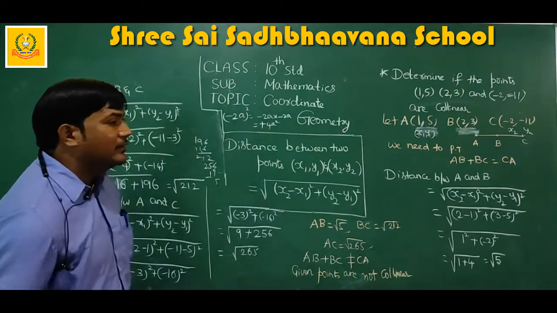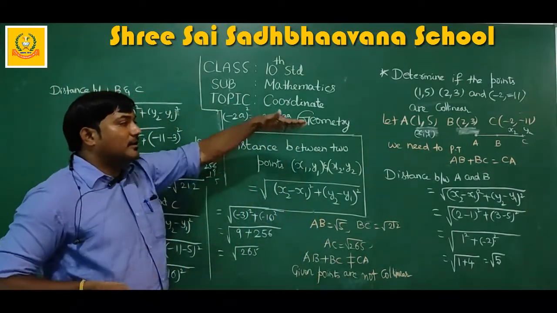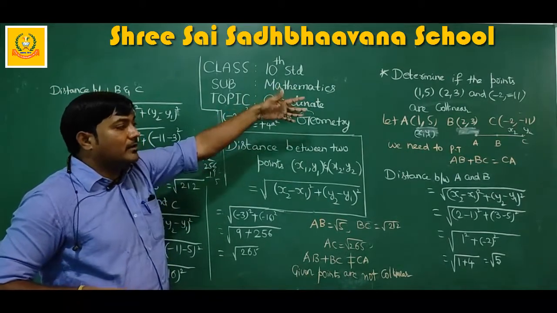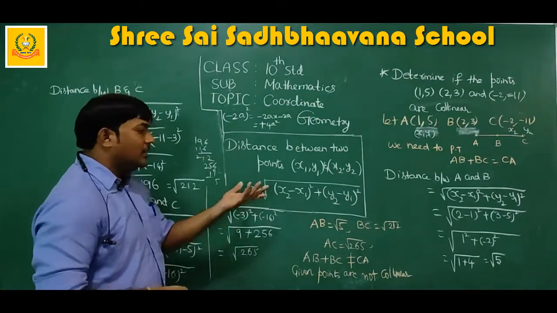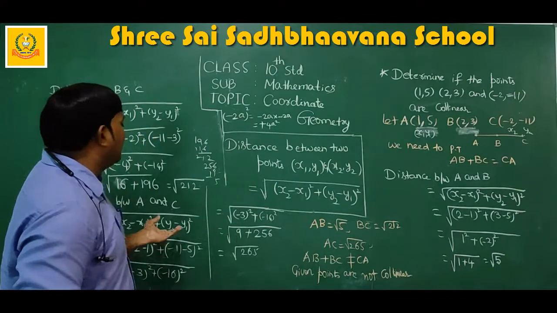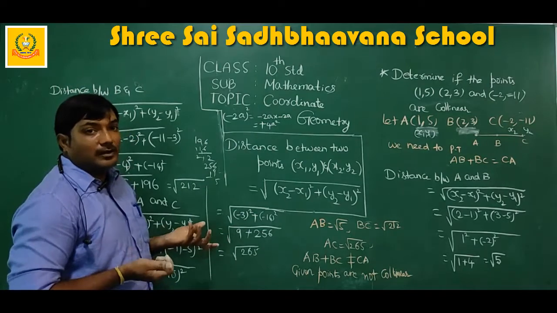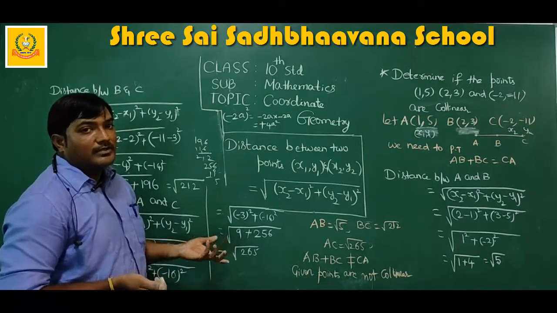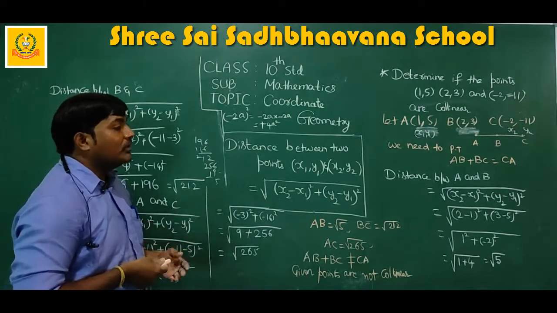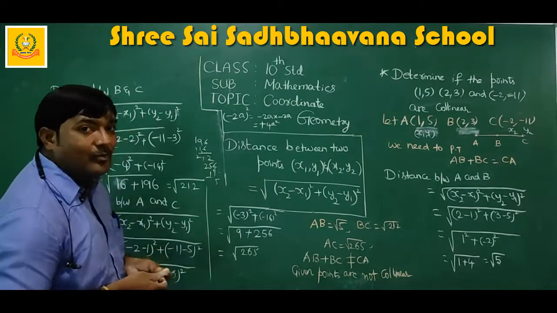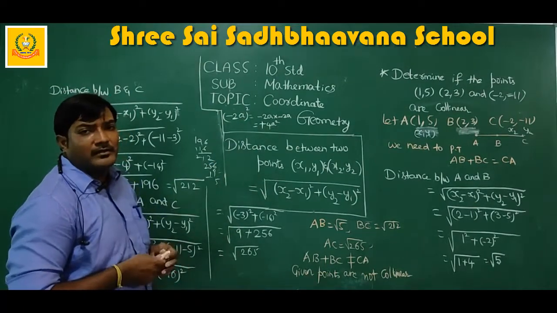Understood? Why? Because the logic behind this is that AB plus BC should be equal to CA. We found AB, we found BC, and we found CA. When we add them, obviously LHS is not equal to RHS. The AC distance is not equal to the sum of the distances AB and BC. So we can conclude that these three given points are non-collinear. Means they will not lie on the same line. That's all.